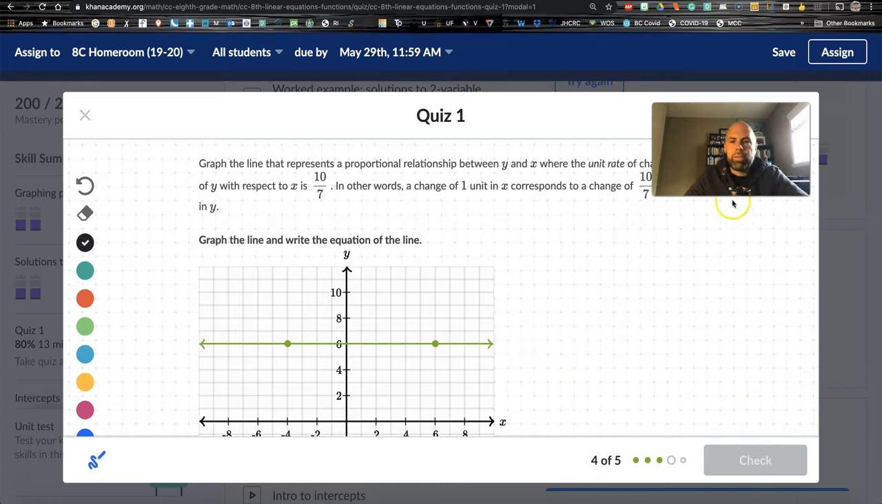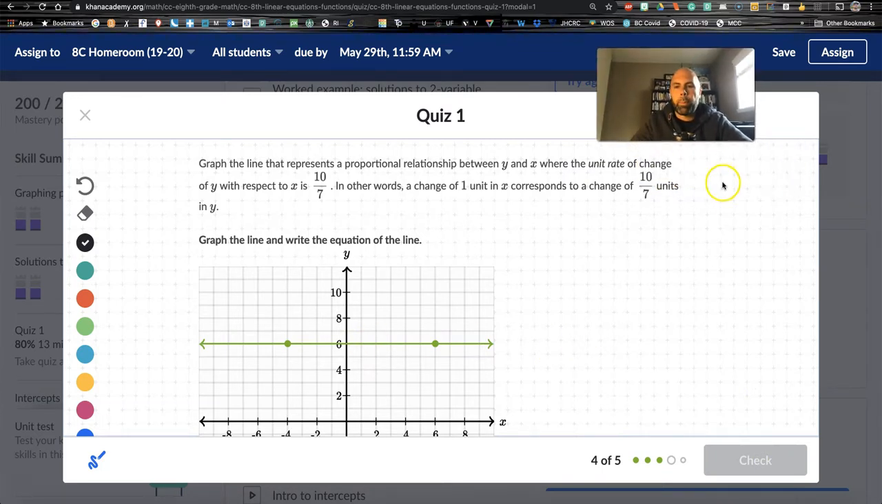Moving on. Graph the line. Oh, my face is blocking. Put me up there. Graph the line that represents a proportional relationship between y and x, where the unit rate of change of y with respect to x is 10/7. In other words, a change of 1 unit in x corresponds to a change of 10/7 units in y.